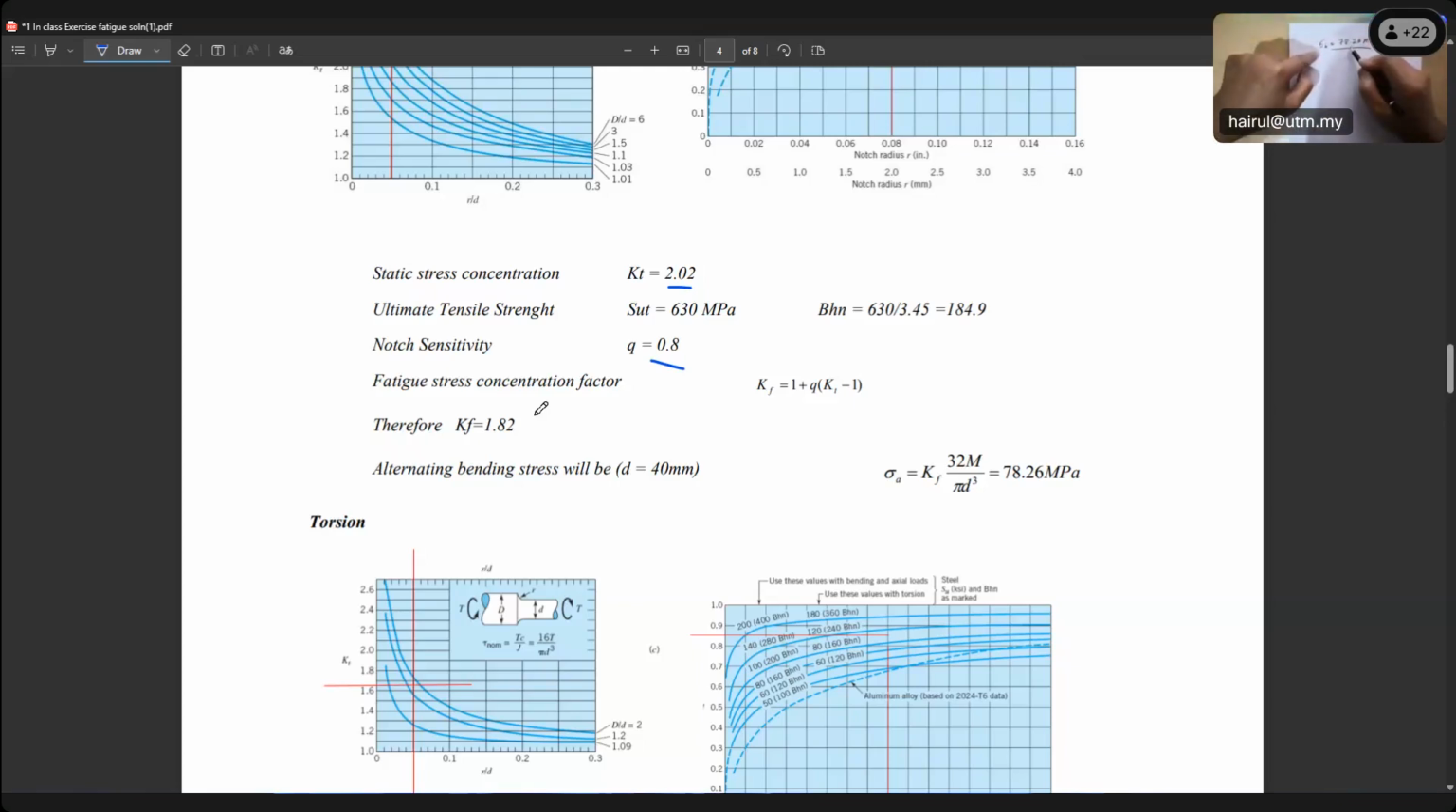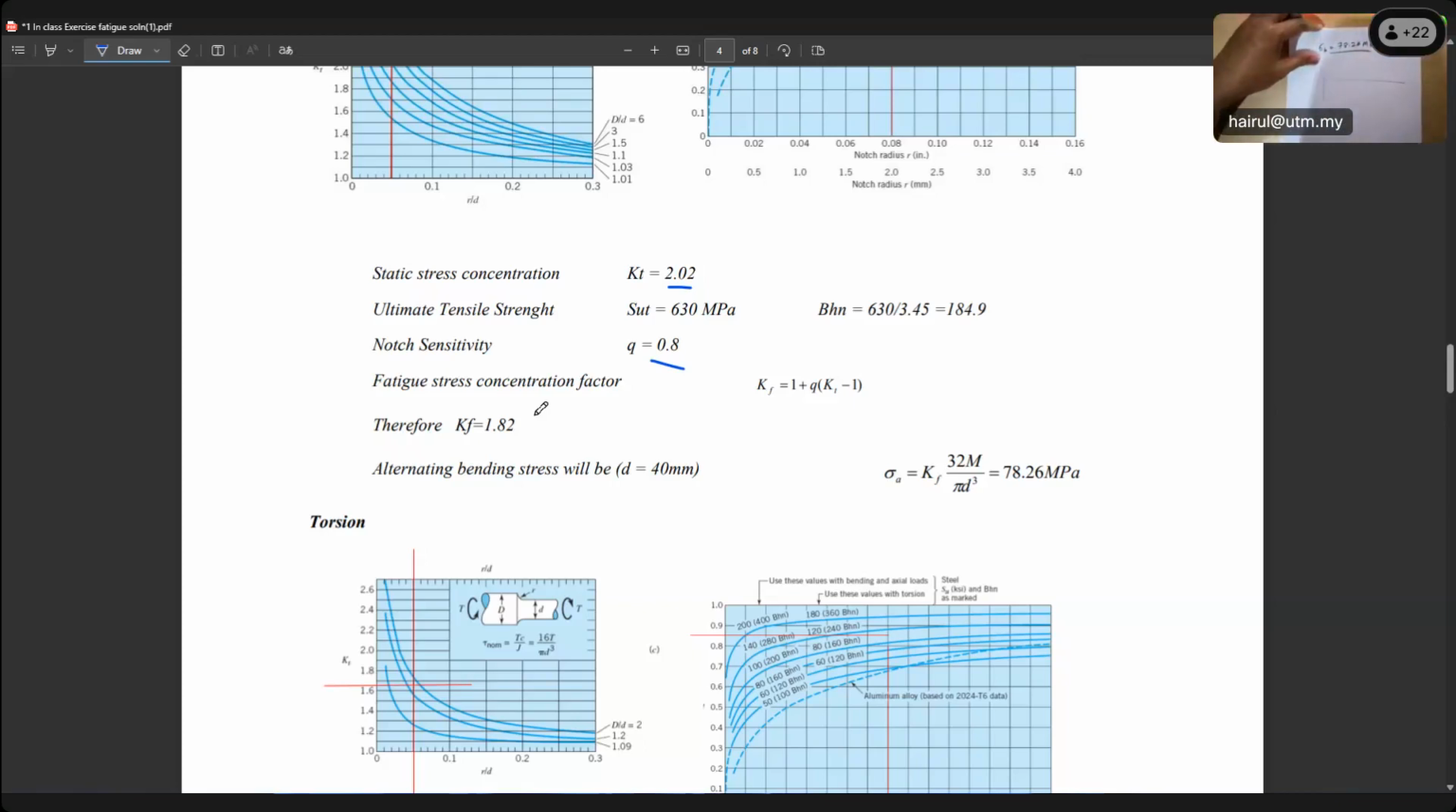This is bending first. We have 78.26 megapascal. This is bending, okay, guys. In this case the shaft is rotating. Before I go to this, because we need to find sigma EA and sigma EM, this is on the sigma bending.